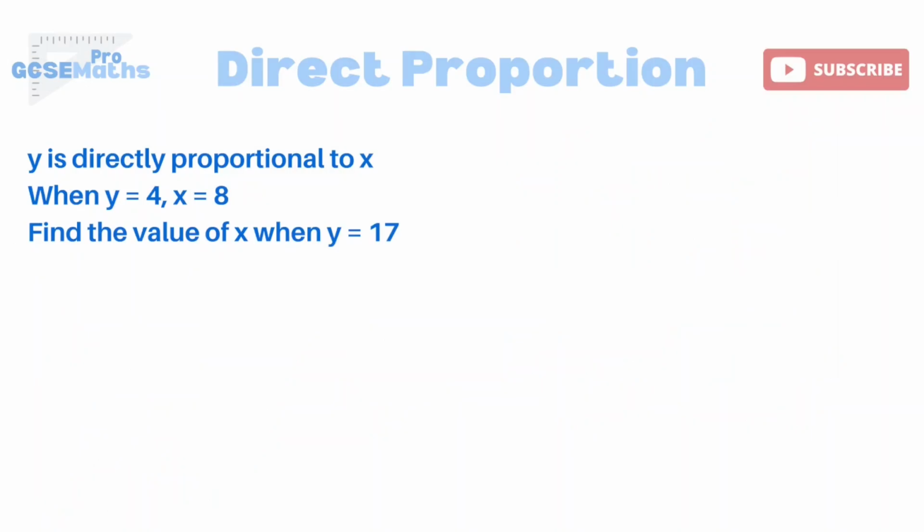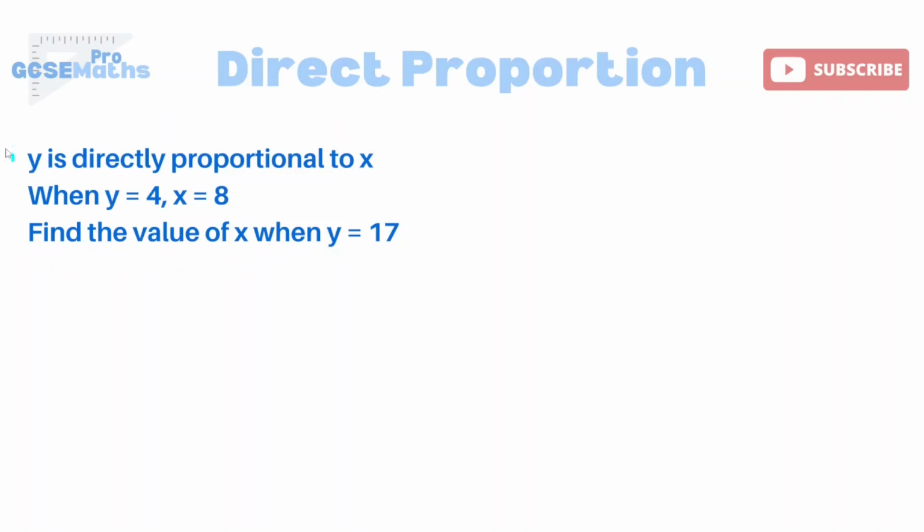The next one has been written differently. We don't have a table anymore. However, you can see the 3 sentences in the question line up with the 3 steps that we're going to take, which is really good. Y is directly proportional to x. When y is 4, x is 8. And the question is, find the value of x when y is 17.